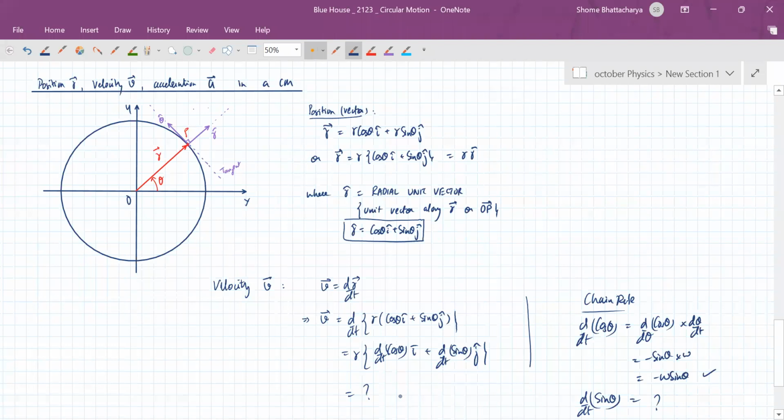Omega cos theta. Yes, very good. That will be omega cos theta. So put that now, and if you put it in the vector equation, you will be able to show that the velocity has a direction which is tangential. So just try this yourself.